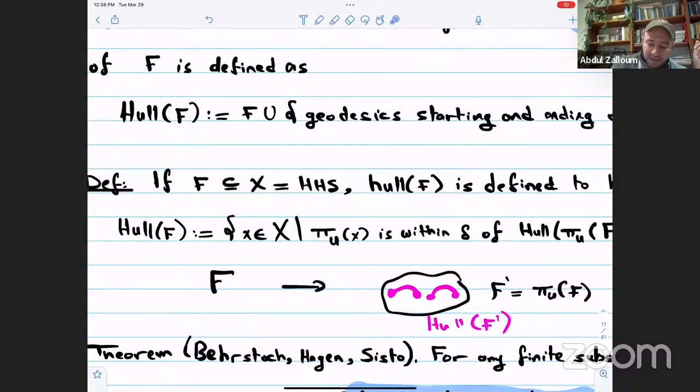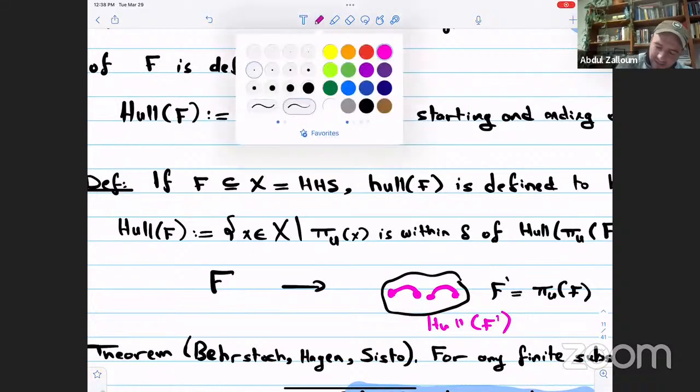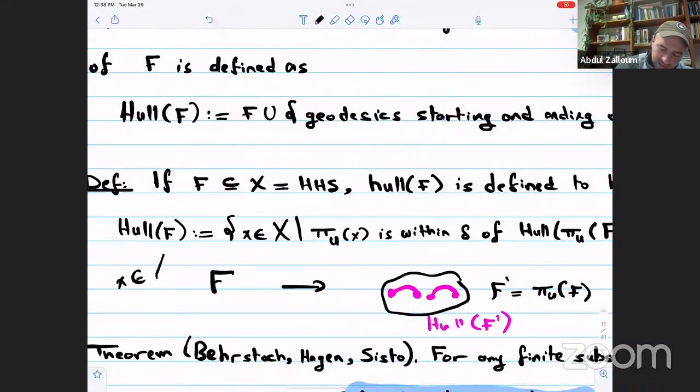Right. And the hull of a finite set in an HHS is defined to be all points X in the space where, if you look at the projection of X to the hyperbolic space, the projection of X is going to be within delta of this hull. That's the idea. So again, the idea is just that you do the hull in each hyperbolic space and you pull back.